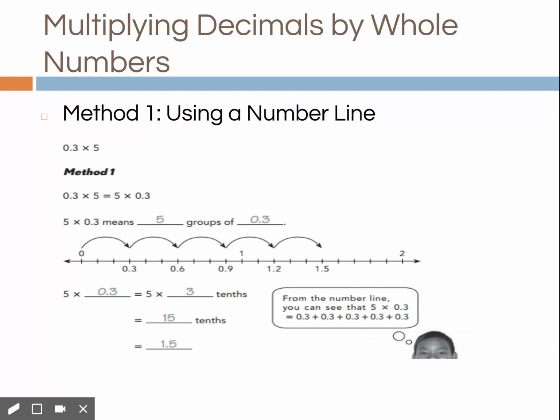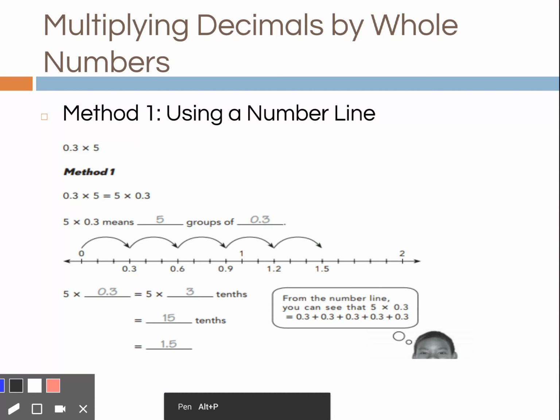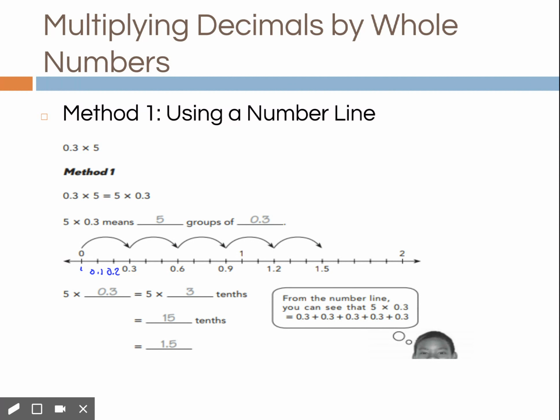You can use a number line. So in this example, we have 0.3 times 5. They're using a number line and writing down intervals of 0.3. So here's where 0 is. This would be 0.1, 0.2, 0.3, and then they just moved 0.3 5 times. 1, 2, 3, 4, 5. And they landed on 1.5, and that is the answer to 5 times 0.3, or 5 times 3/10.